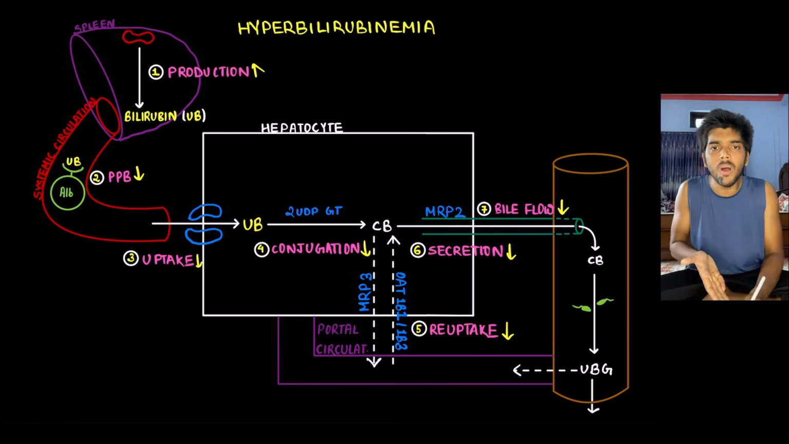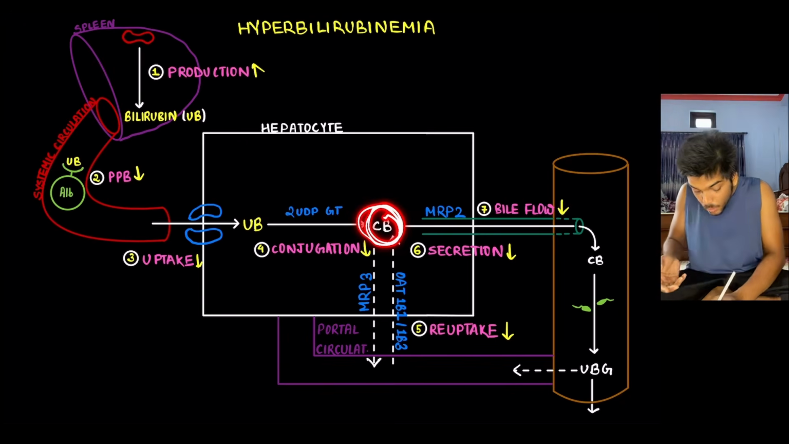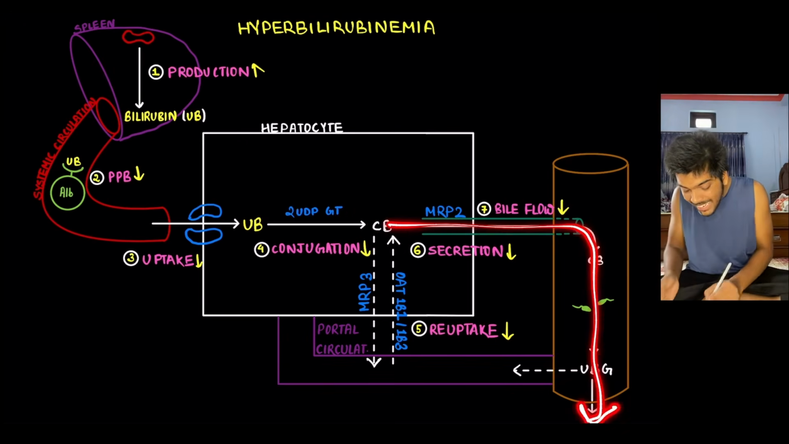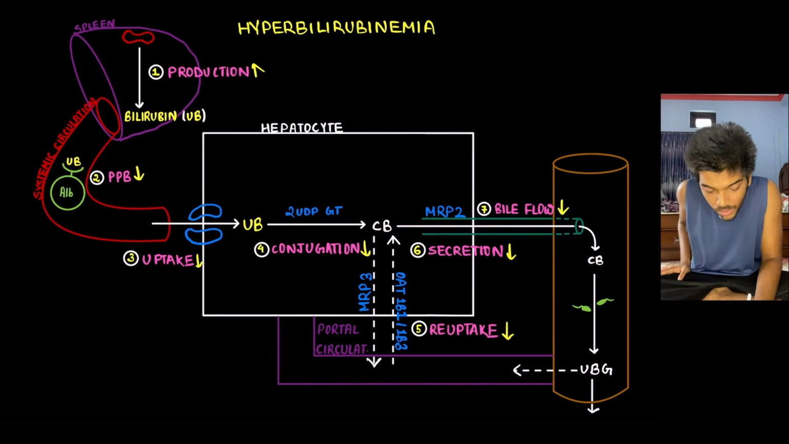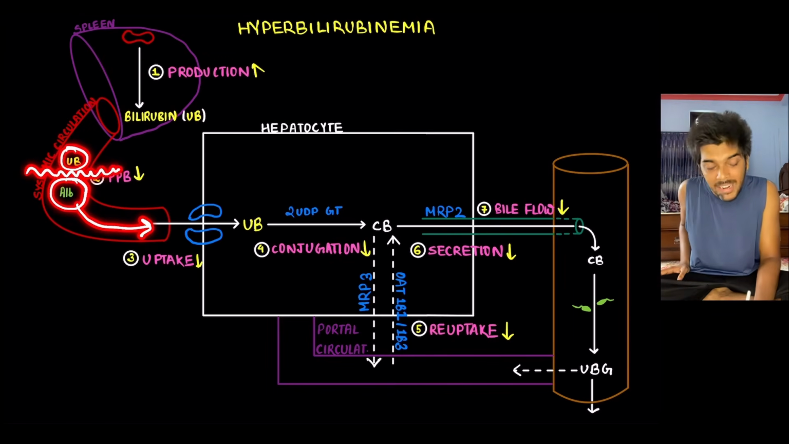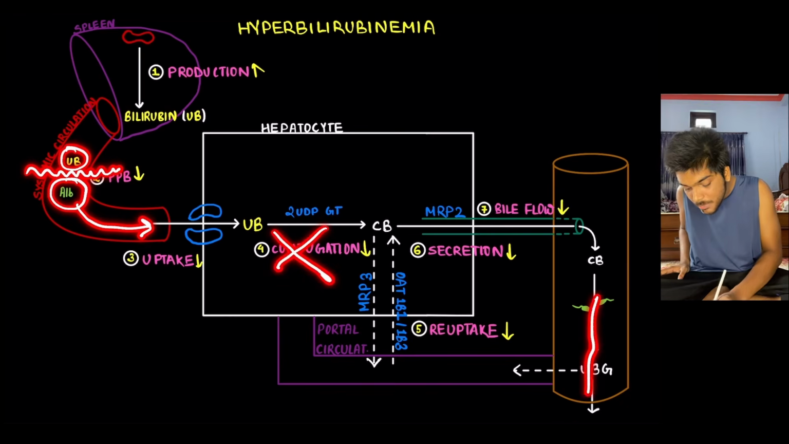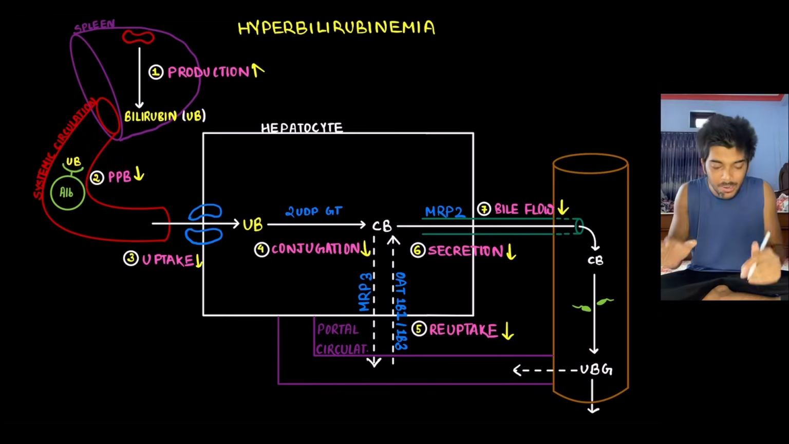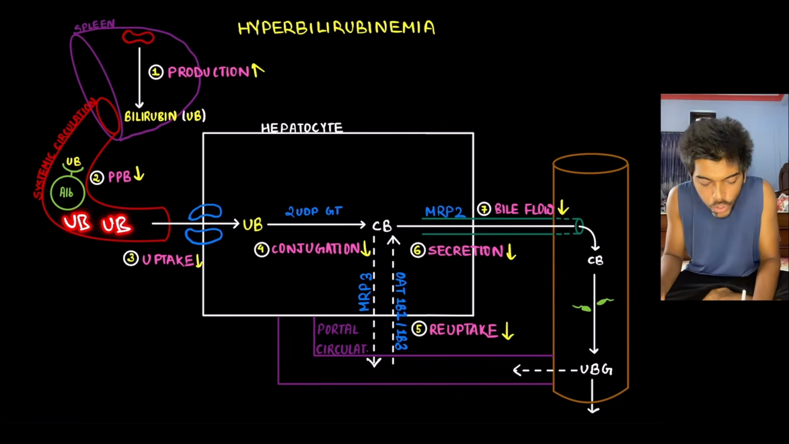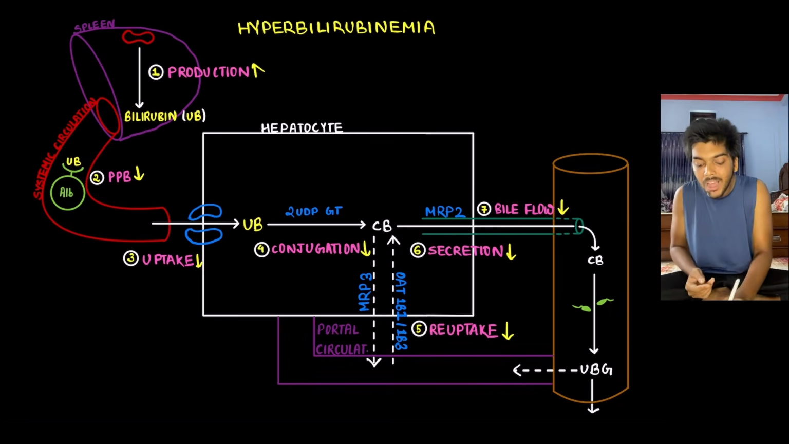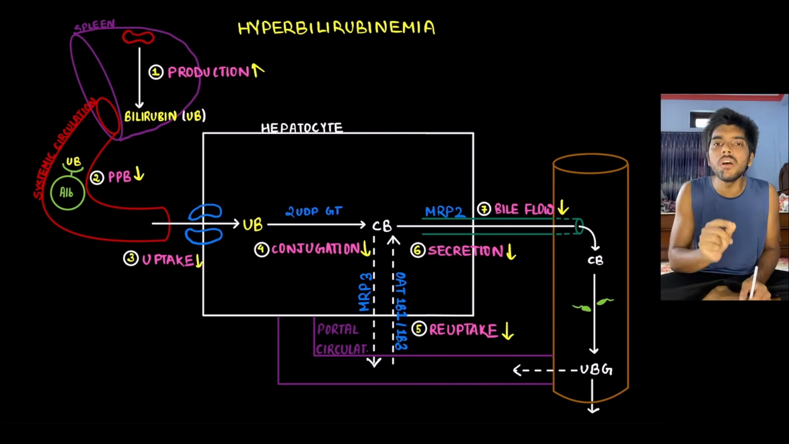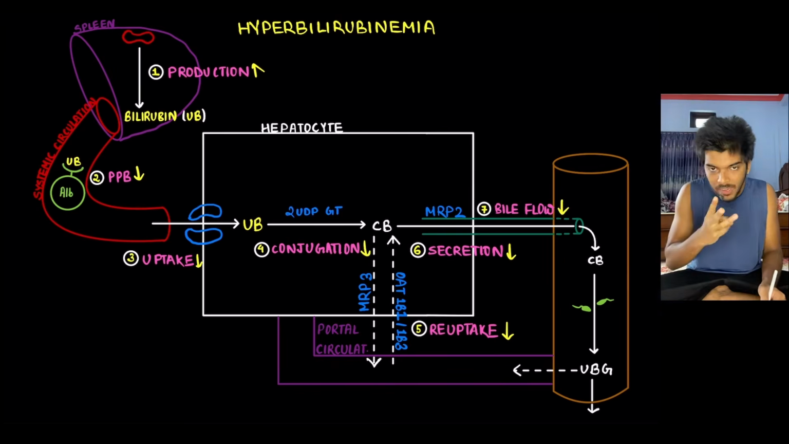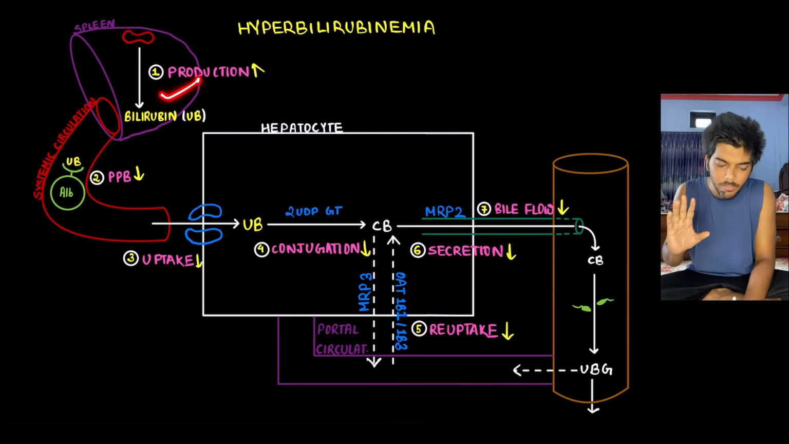Why is conjugation required? I've already taught you conjugation is required to get conjugated bilirubin. Why? To excrete it out of the body. So if UB is not transported by the albumin, since there is no plasma protein binding, conjugation will not take place and subsequently excretion will also not take place. Free unconjugated bilirubin will get accumulated in the blood, also leading to unconjugated hyperbilirubinemia.